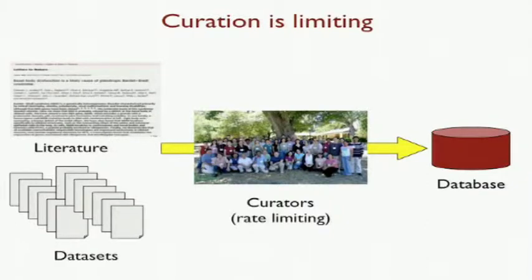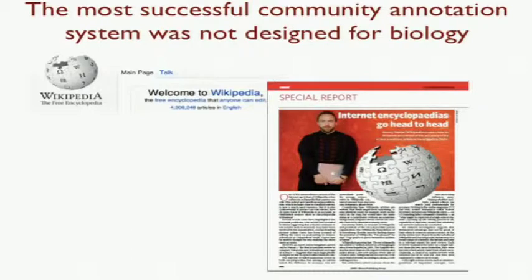So the solution that many people have come up with over the years to try and solve this problem of curators being rate limiting and expensive is to try and enlist the broader scientific community into participating in annotation. And of course, this has got a number of problems, and the most successful example of a community annotation system is of course Wikipedia, where an unpaid community has created more than 4 million articles just in the English version of Wikipedia, and even almost a decade ago, it was shown that the quality of Wikipedia articles for science is actually comparable to or better than professionally curated articles.